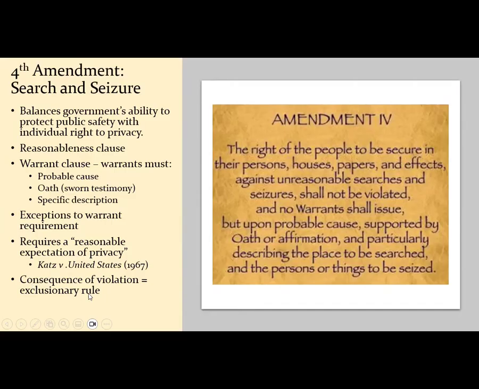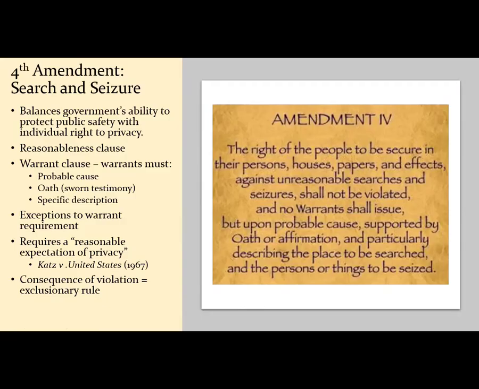What happens when you violate the Fourth Amendment? When the Fourth Amendment is violated, the evidence that is obtained as a result of that violation is excluded from trial for the purpose of establishing guilt. So if you violate a suspect's Fourth Amendment right when you seize evidence, the evidence you seized in violation of the Fourth Amendment can't be used to establish that suspect's guilt at trial.